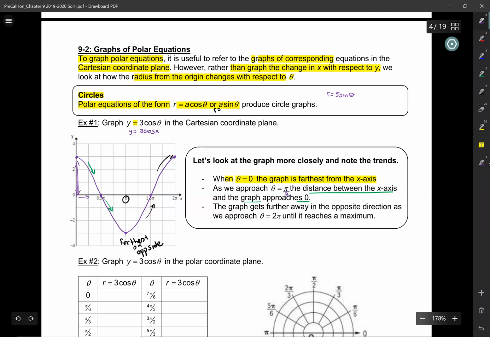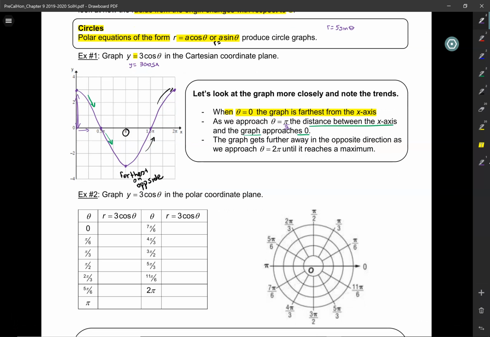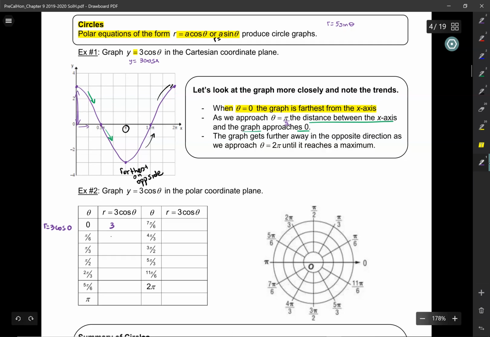Okay, and so keeping that in mind, now we're going to graph r equals 3 cosine theta in the polar coordinate plane. And what I have here is a chart, and we're going to just pick values and put in our values, and you're going to use your calculator to do that. Just in the home screen, in calculator mode, make sure you're in radian, all right? So we know that in this case, r equals 3 cosine 0, well, that's just 3. Then at pi over 6, it's 2.6.